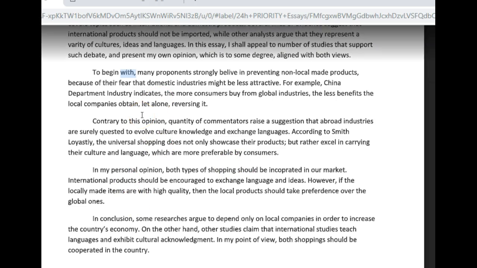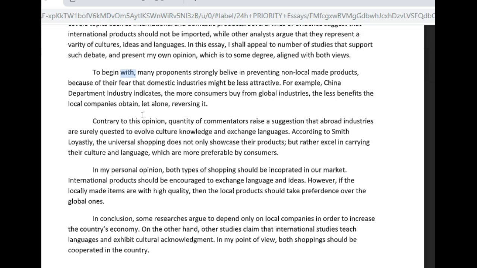Okay, advanced language is great, but it's really important to use it successfully. What I would like you to think about is making sure that your language is clear, it's understandable, and then once you've accomplished that, then work on how to improve it and make it like a higher level vocabulary and grammar. In my personal opinion, both types of shopping should be incorporated.